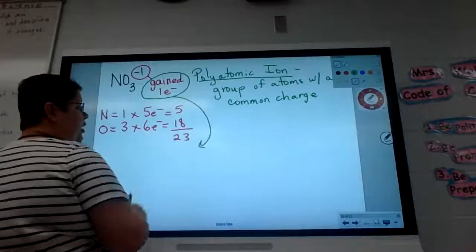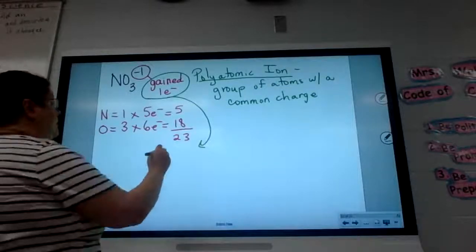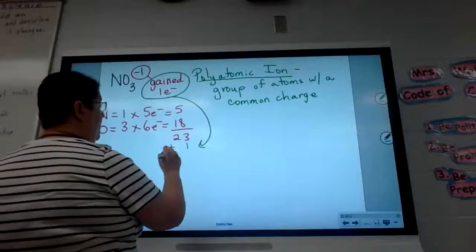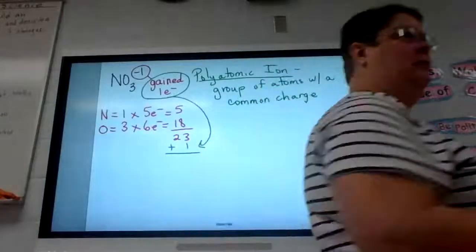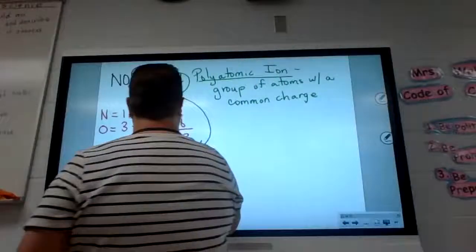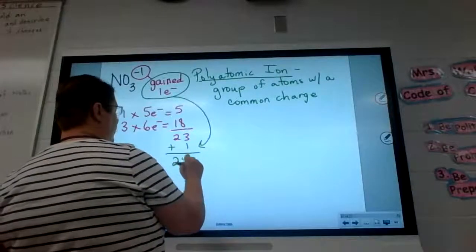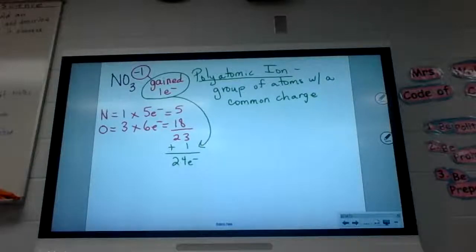So if you gained 1 electron, what are you going to do? Add 1. If you had a plus something up there, that would mean you would have lost something and you would subtract. That's correct, Zara. Good job. All right, so 23 plus 1 means what? You have 24 electrons. Okay? Everybody with us on that?